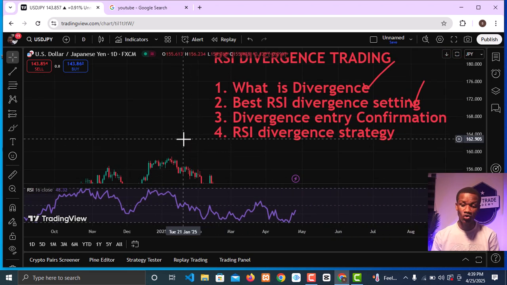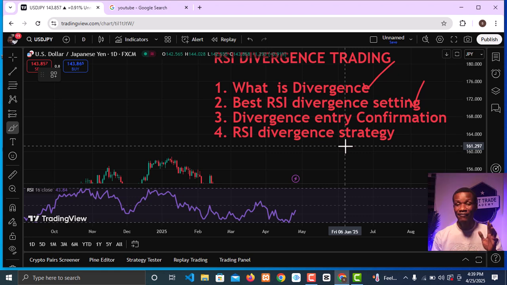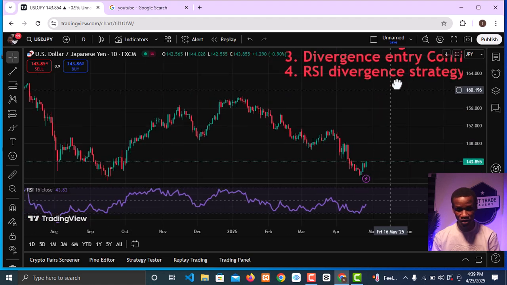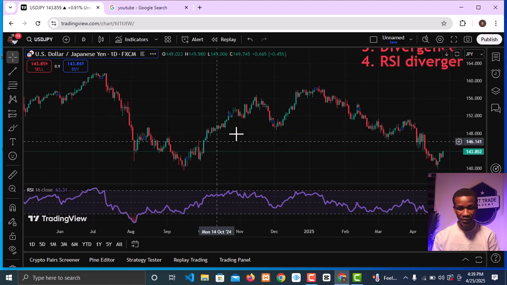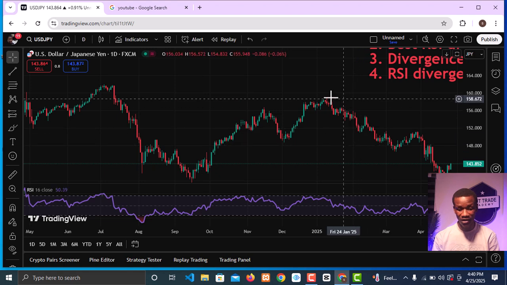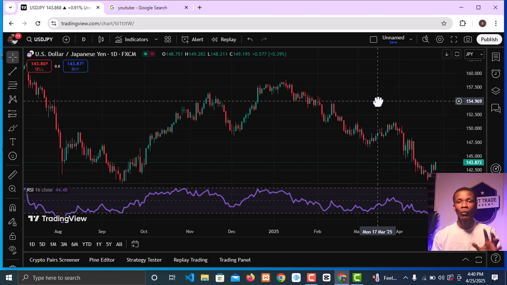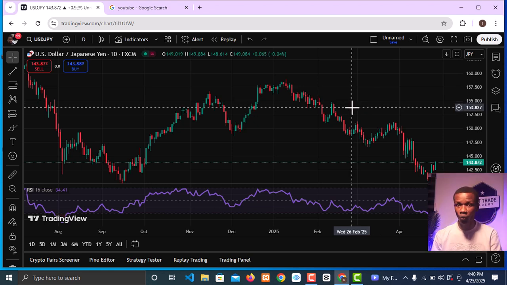The next thing, which is also very important, is the divergence entry confirmation, which is what we need to dive into right now. If you look at this area where divergence occurred, the market moved all the way to the downside, but we want to be very sure, with certain confirmation, that the market is going to come back up after we've seen the divergence, because sometimes you can see divergence and the market goes in the opposite direction to what the divergence indicates. And we want to be very sure with this confirmation.